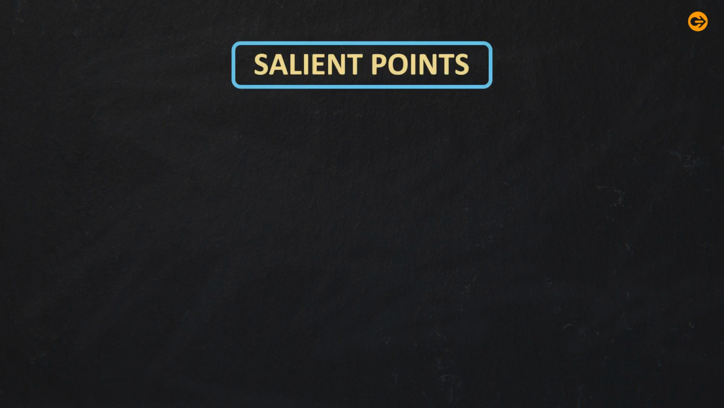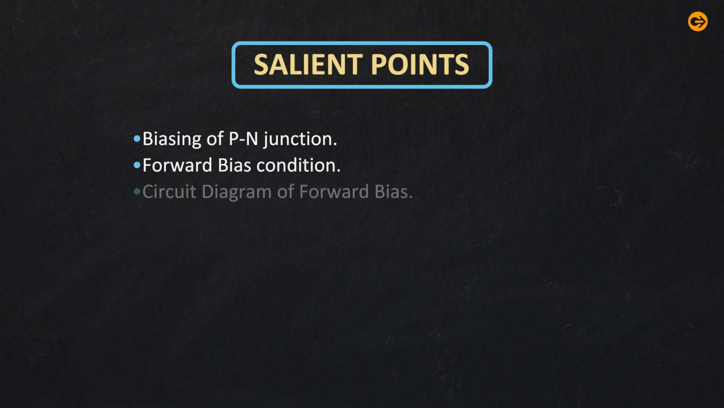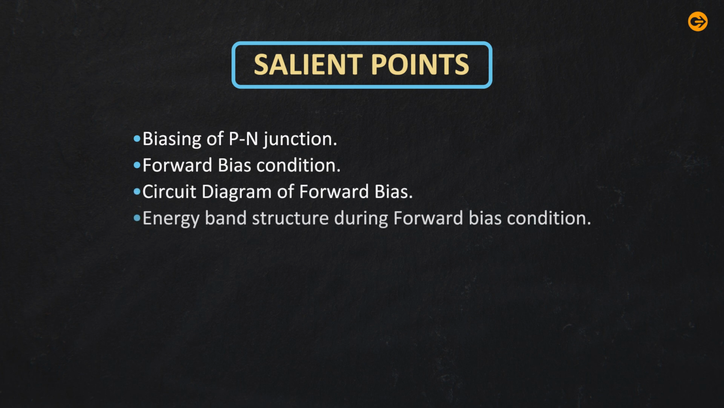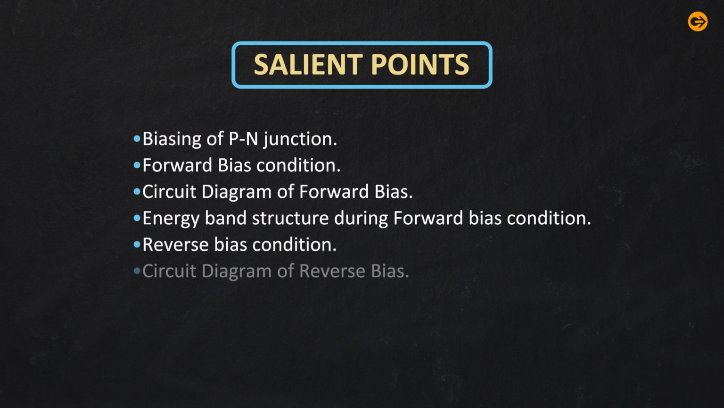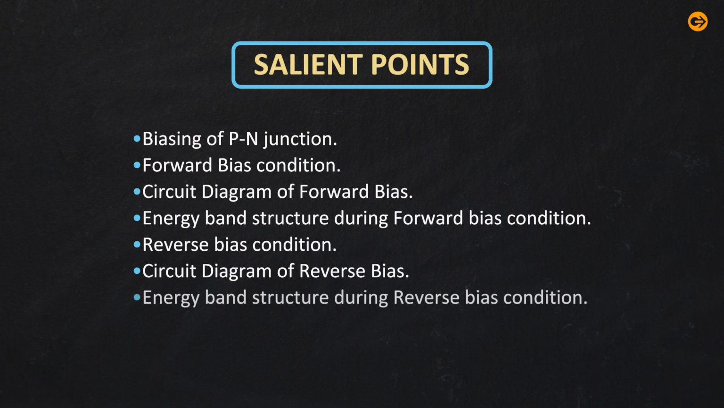That was all for PN junction segment 2. We will continue with PN junction in our next video. Today we studied biasing of PN junction, forward bias condition, circuit diagram of forward bias, energy band structure during forward bias condition, reverse bias condition, circuit diagram of reverse bias, and energy band structure during reverse bias condition.